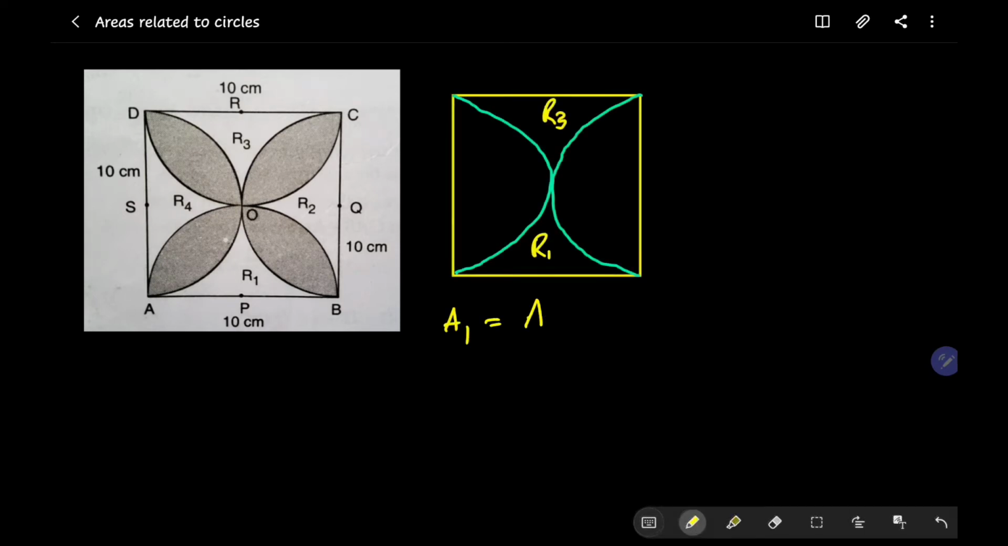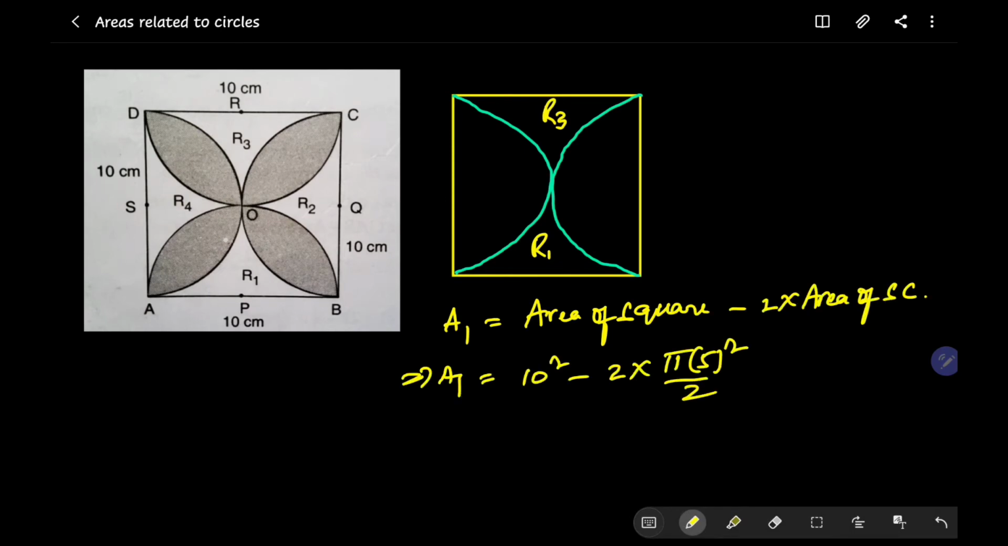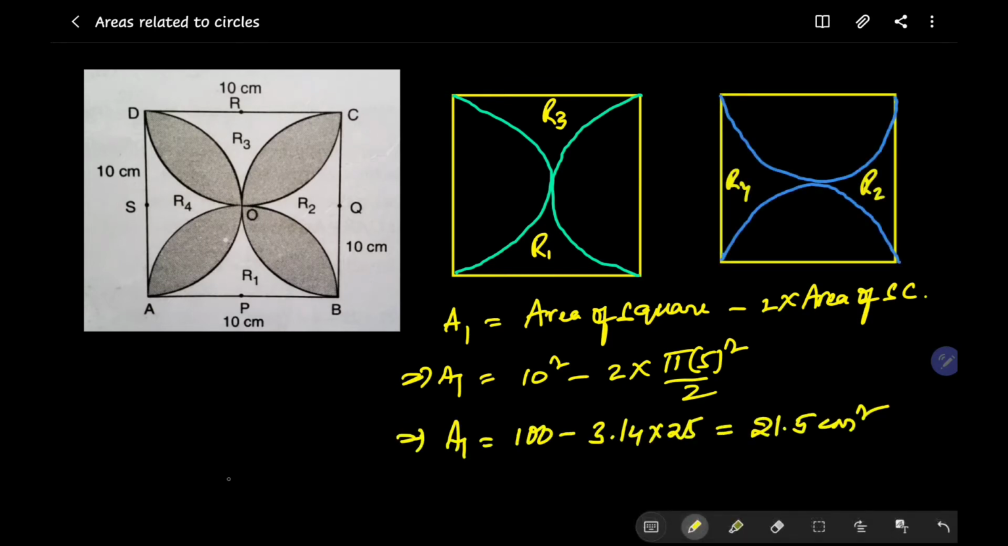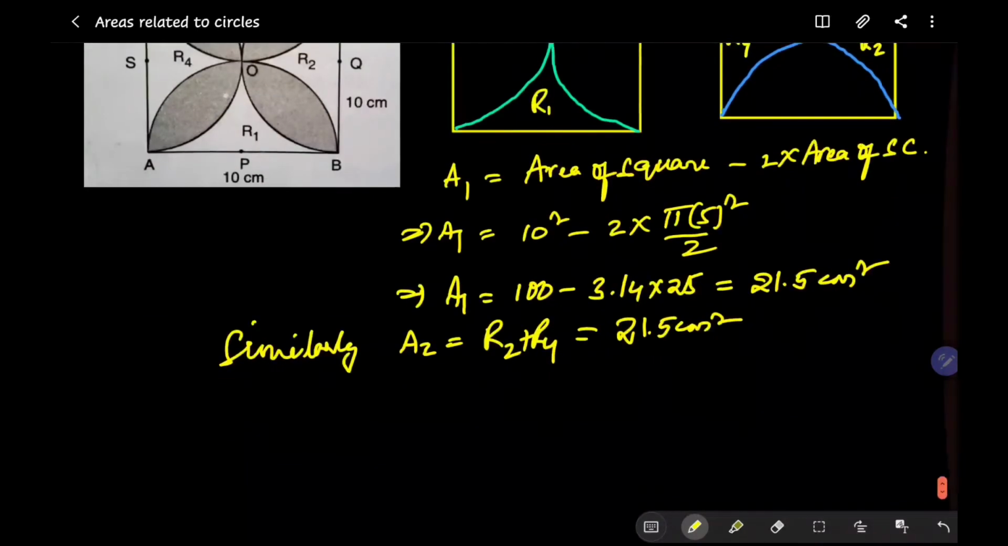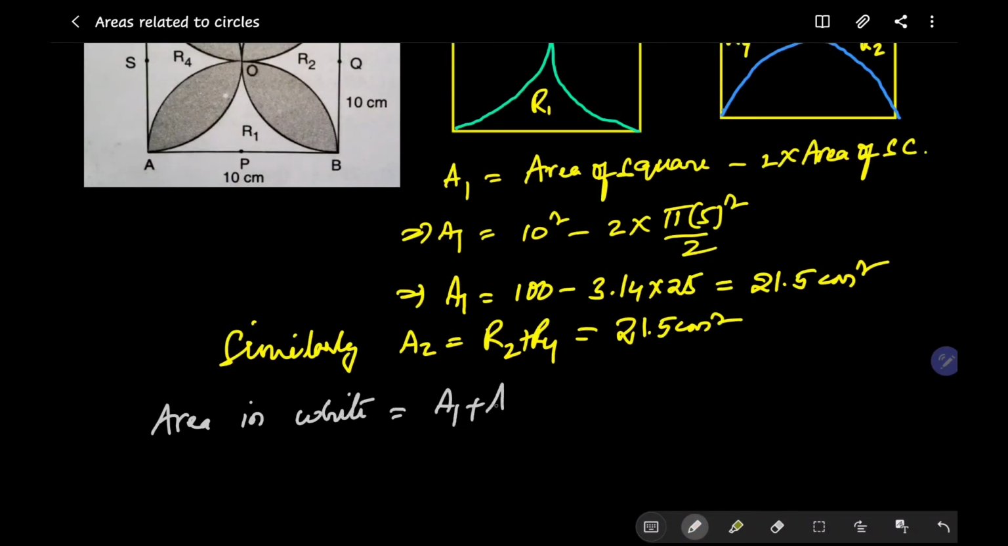To get the regions R1 and R3, subtract the 2 green color semicircles from the square and let us take it as A1. Similarly, to get the regions R2 and R4, subtract the blue colored semicircles from the square and let us take this as A2. Now add both the areas A1 and A2 and subtract the result from the square area to get the area of the shaded region.